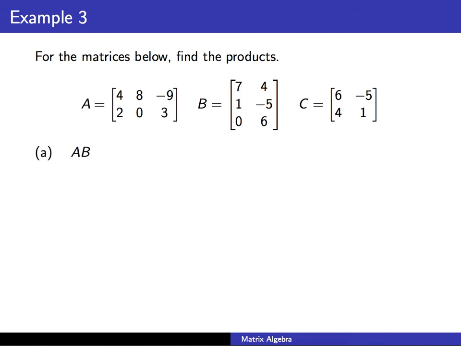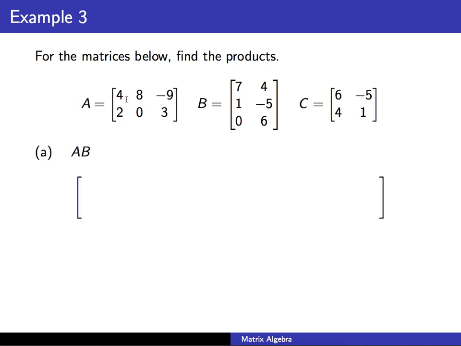Matrix A is a 2 by 3 matrix where the first row is 4, 8, -9, and the second row is 2, 0, 3. Matrix B is a 3 by 2 matrix where the first row is 7 and 4. The second row is 1 and -5, and the third row is 0 and 6. And then matrix C is a 2 by 2 matrix where the first row is 6, -5, and the second row is 4, 1. So in this example, we're going to look at A times B.